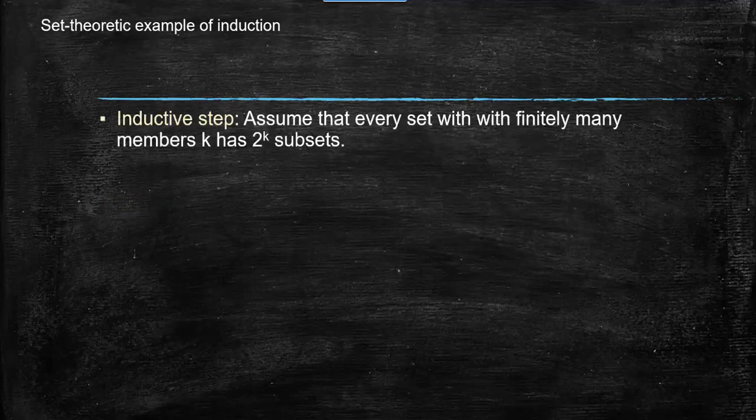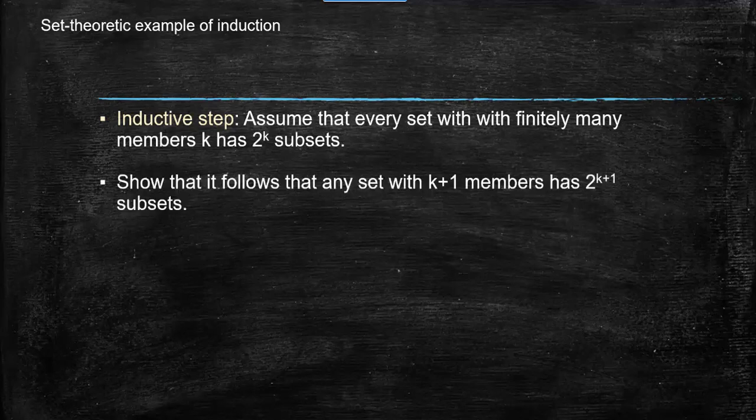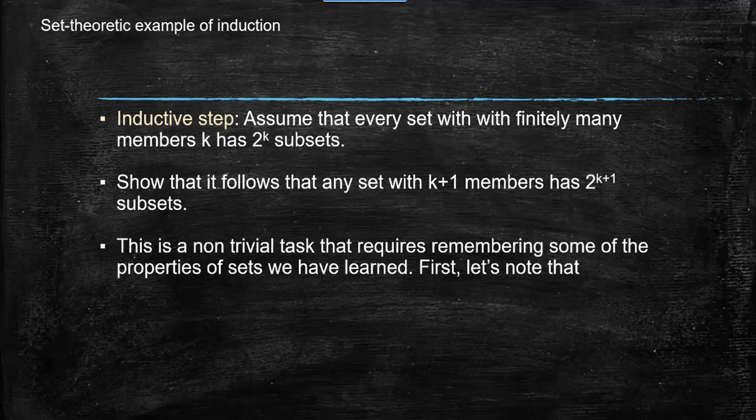The inductive step: you would assume that every set with finitely many members, k, has 2 to the k subsets. And then you'd show that it follows that any set with k plus 1 members has 2 to the k plus 1 subsets. Now this is a non-trivial task that requires remembering some of the properties of sets we've learned.